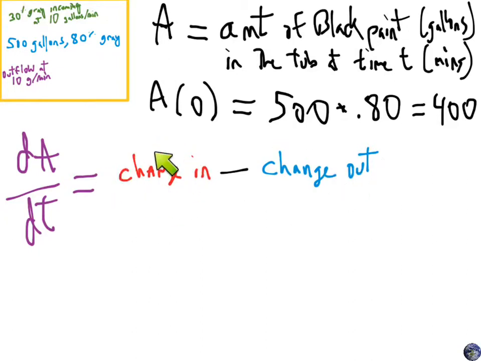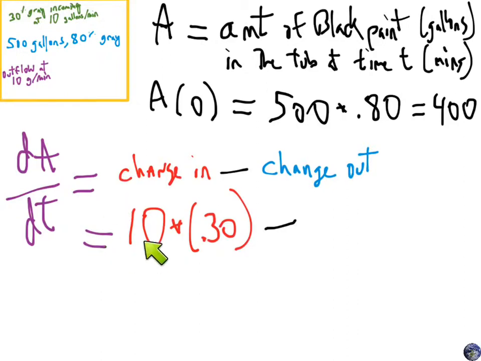Well, what is the change of blacks coming in? How much black is coming in every single minute? If we come up here, we know that there's 10 gallons per minute going in, but not all of it is black, because we're only putting in a 30% grayness level. So the actual amount of black going in is not all of the 10, it's 10 times 0.30. That's the 30%. That's how much black is going in every single minute.